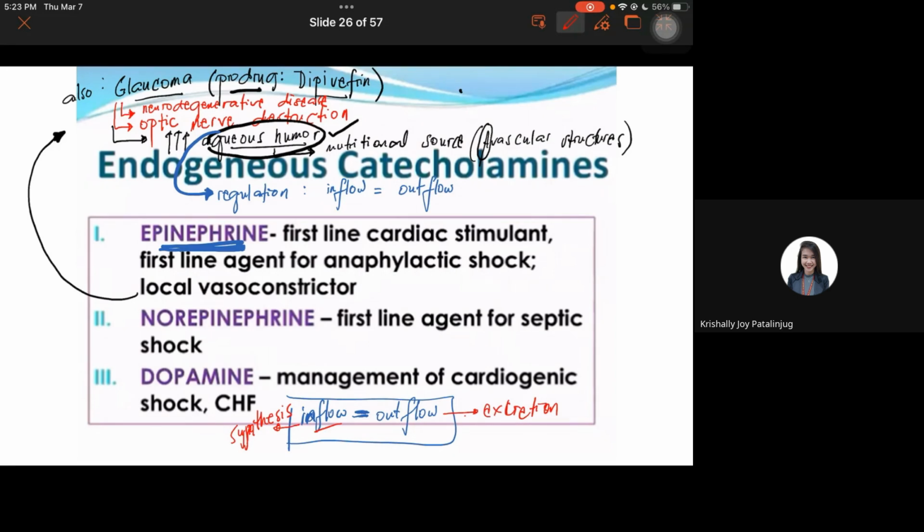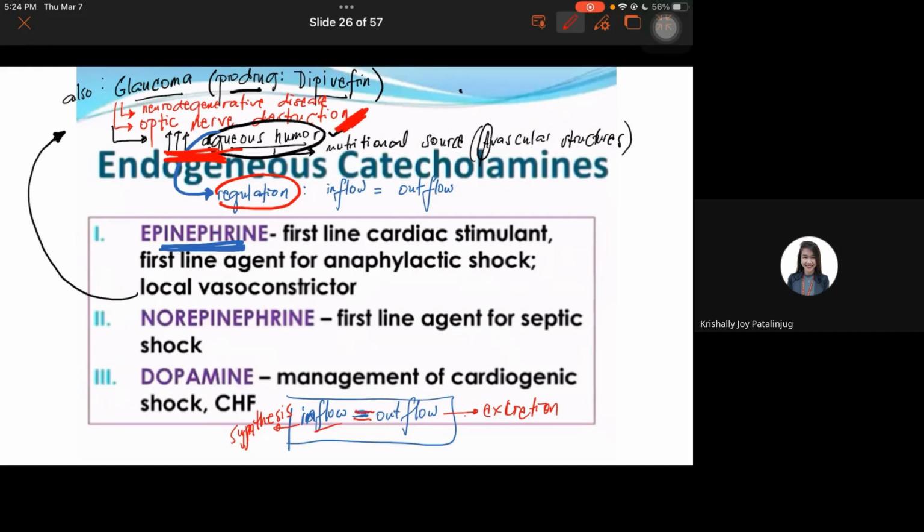So, kung mayroon kang dapat equal ang inflow at outflow, kung ilan yung ginawa na aqueous humor and then na-distribute sa mga avascular structure, kung ilan yun dapat din equal din yung ma-excrete, mare-remove na aqueous humor. Then synthesize ulit, kung ilan ulit yung na-synthesize, ganun din yung i-excrete. Para may tamang regulation sa aqueous humor to avoid accumulation of aqueous humor.